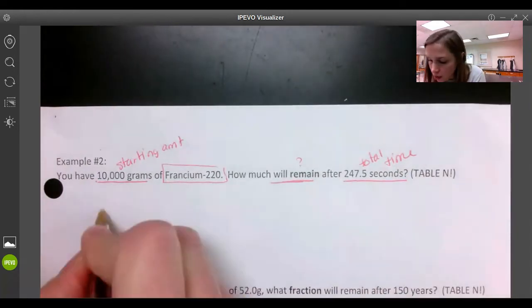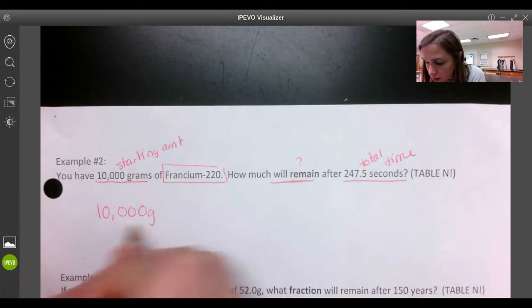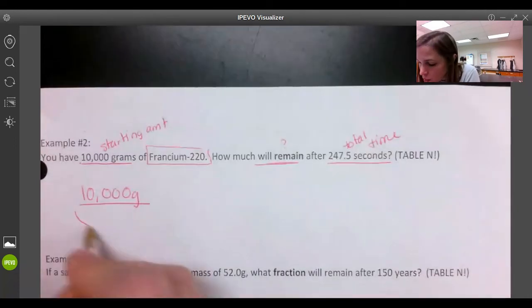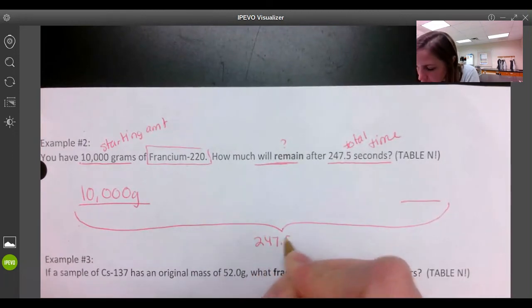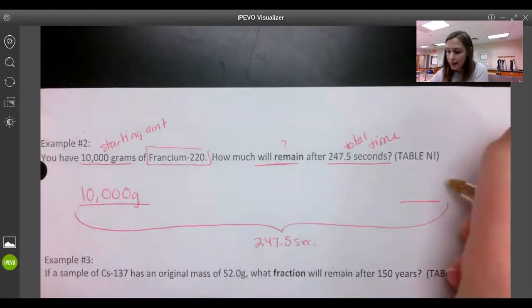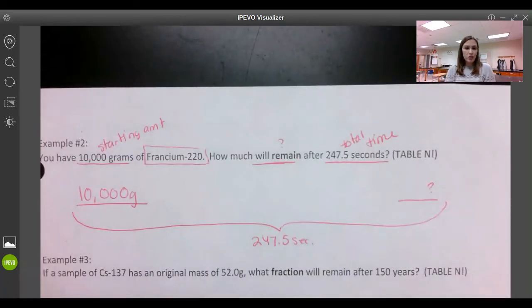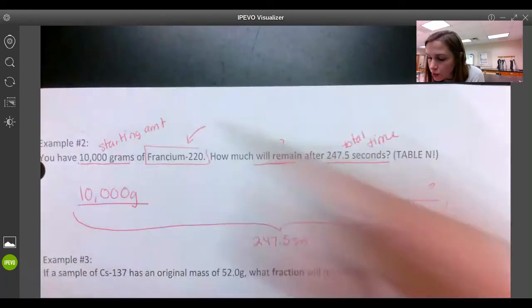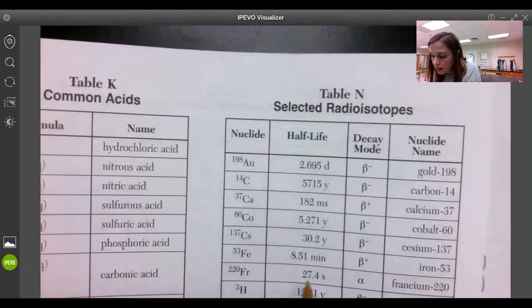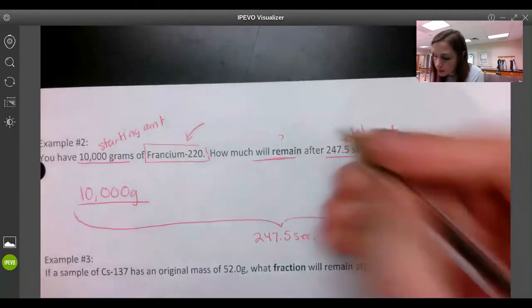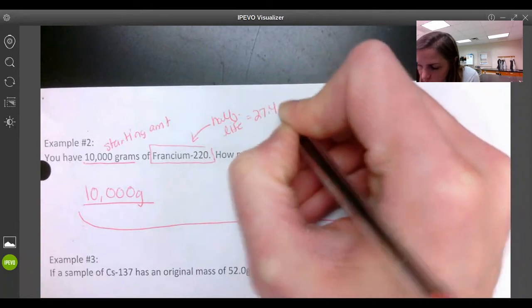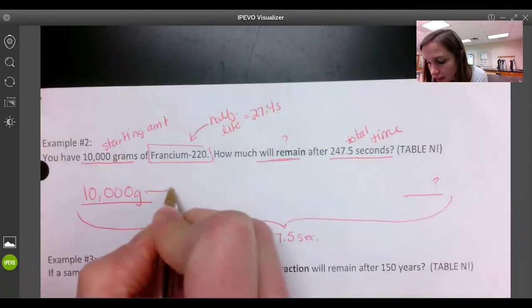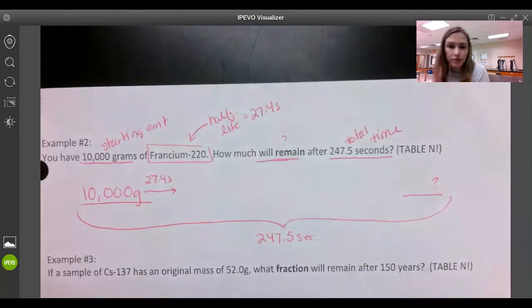Okay, so things that I know is I know I have 10,000 grams to start. Okay, I know my total time is 247.5 seconds. Okay, and I don't know what I have at the end after that total time. So this is where I'm going to have to use table N, and I'm going to be looking up francium-220, and I'm going to see that francium-220 has a half-life of 27.4 seconds. So I know that when this decays once, 27.4 seconds is going to pass.